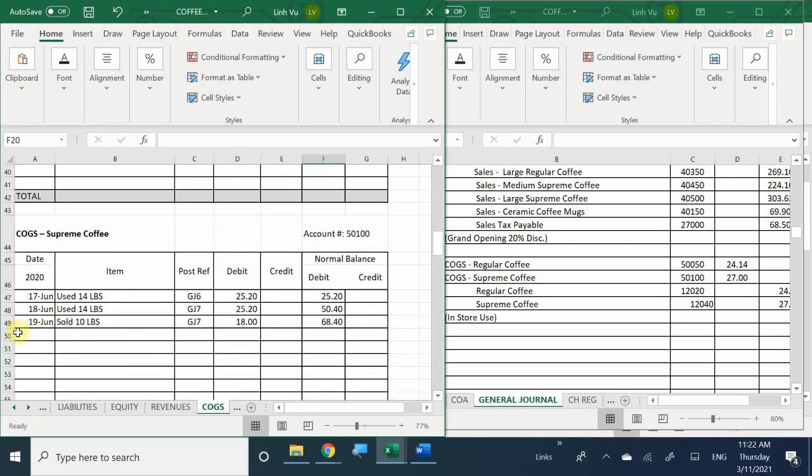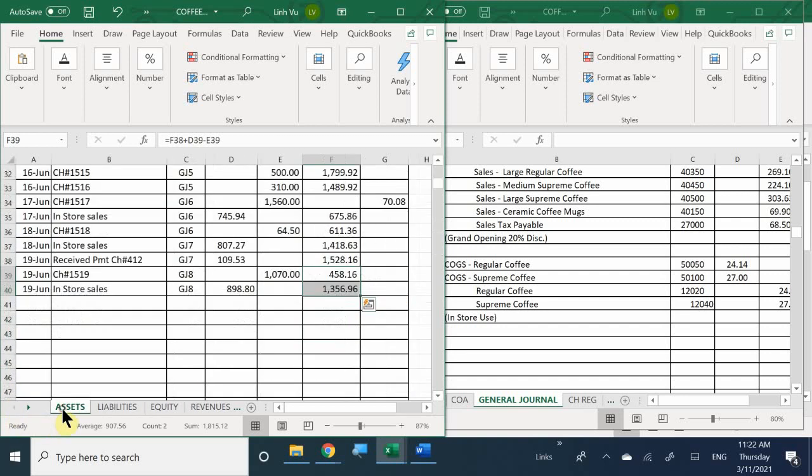Now we're going to update our cost of goods sold for the Supreme coffee. We used 15 pounds, LBS. General Journal number 8 for a total of $27. So therefore, what is my ending balance in my cost of goods sold for the Supreme coffee? $95.40. Good. Last but not least, let's update our inventory accounts.